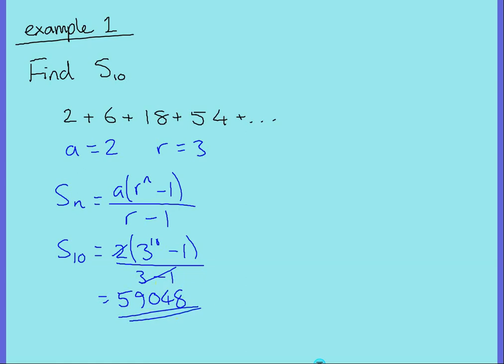That seems a massive number, but we've only got 4 terms. Each term is going to be doubling every time, and then we've got to add them. So it's going to get pretty huge pretty quickly.